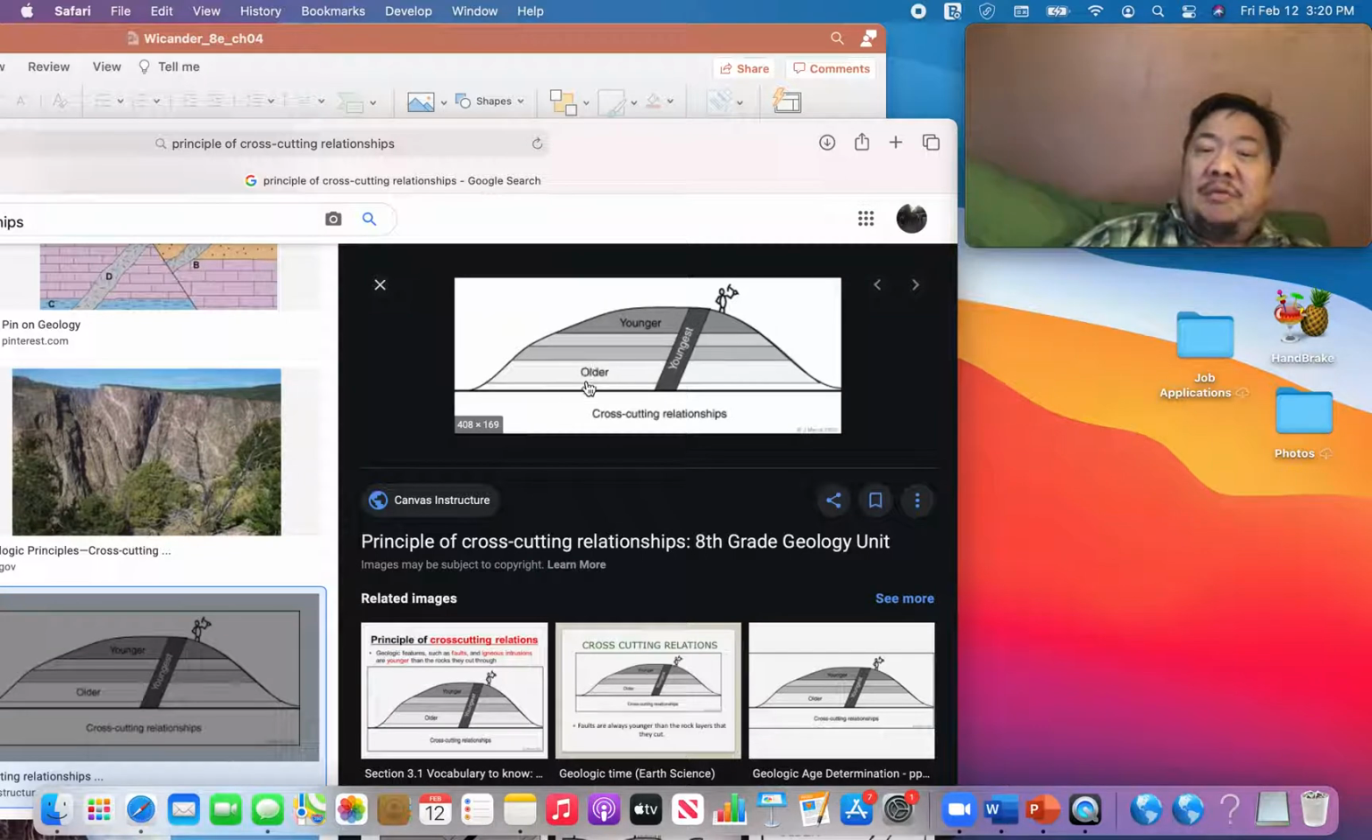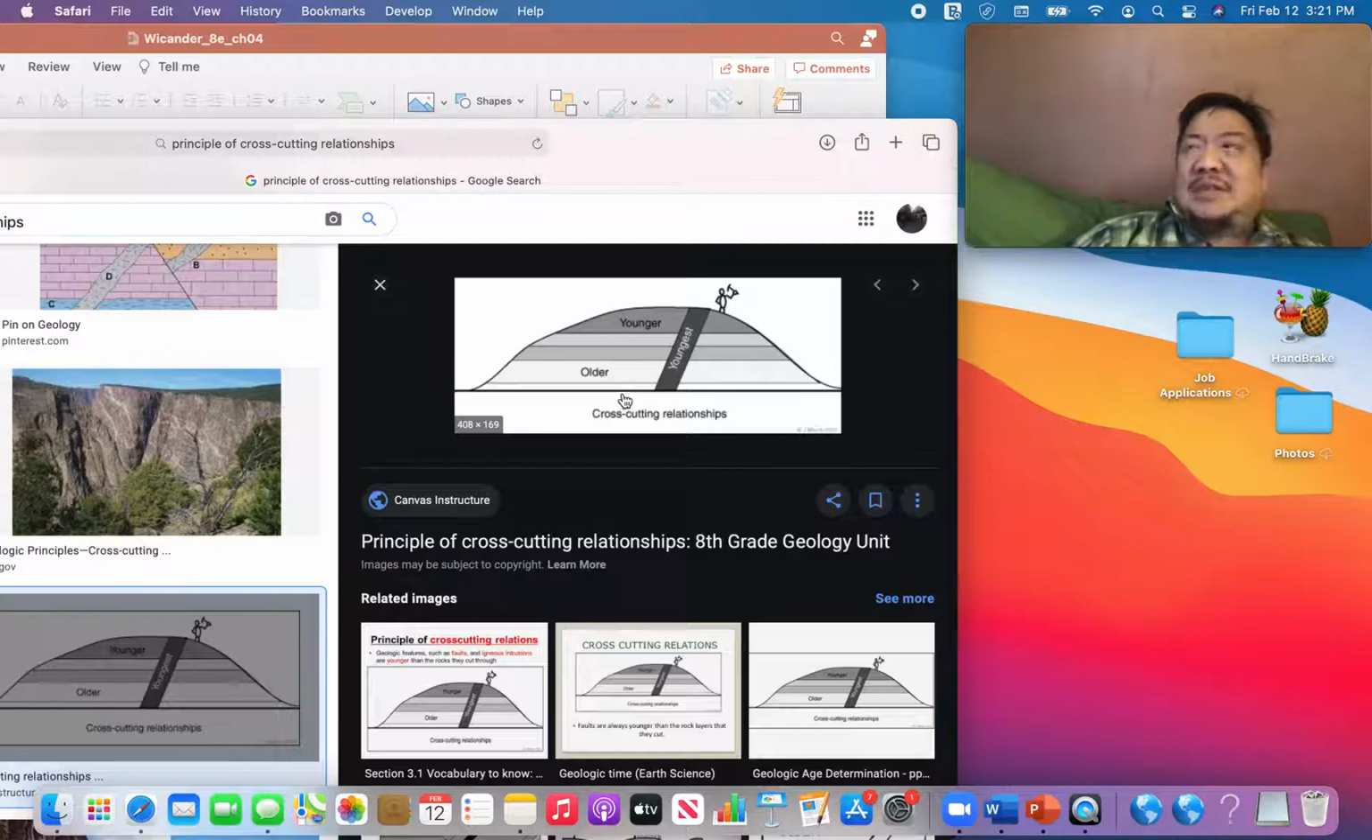What happened? What was the geologic history of this area? First this bed was deposited, then this one, then this one, then this one, then this one, then the igneous dike cut through the sedimentary rocks. And the principle of cross-cutting relationships simply states that any geologic feature that cuts across another geologic feature or set of geologic features is younger than the features that it cuts across.